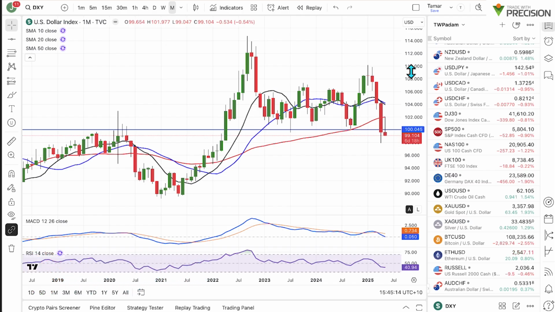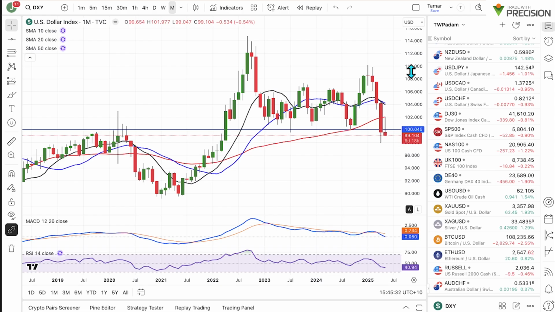So, the US dollar has fallen to its lowest level since December 23, and that happened after President Trump threatened the EU with a 50% tariff. Now, the risk of a widening fiscal deficit did not help the case of the dollar either.